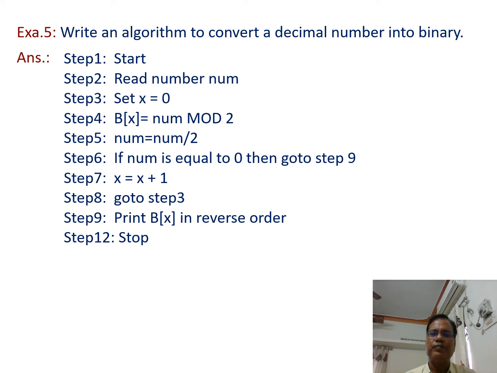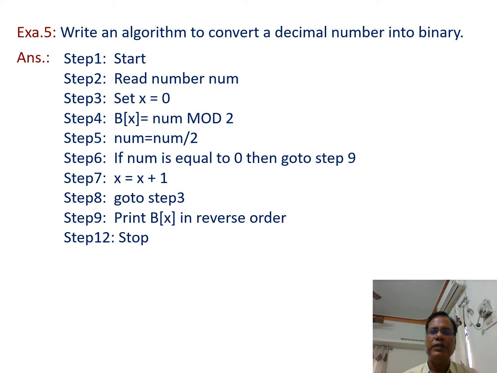So this binary array has the binary equivalent of the decimal number, which we have to print in reverse order, representing the binary equivalent of the decimal number.